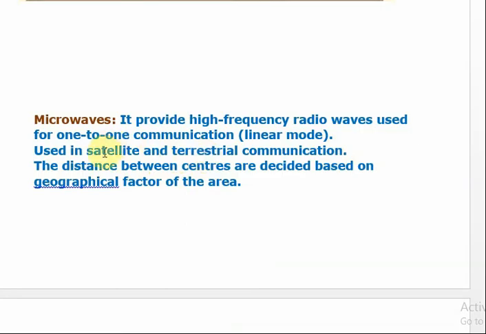Then the other type is satellite. The distance between centers is decided based on geographical factors. Now it is very clear, no? There shouldn't be any obstacles, right? That's why these towers are very tall. Otherwise, an object may easily block the path, and the waves won't be able to reach the receiving end.